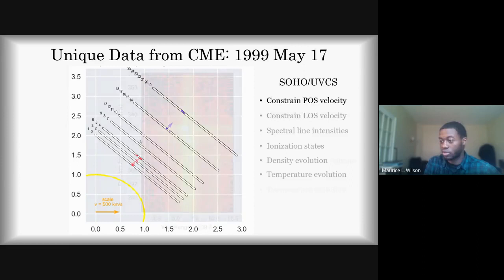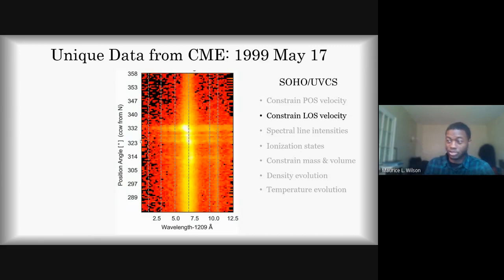We're also able to get the line of sight velocity, obviously because of the spectra, the Doppler shift information. So this is an example of the 1216 Lyman alpha line, neutral hydrogen Lyman alpha. You can see a lot of CME, just clumps of material here. And you can see it's on the rest frame, the 1216 line. And then the CME is more Doppler shifted up here at this position angle. So that's just an example of how we're getting the line of sight velocity as well.